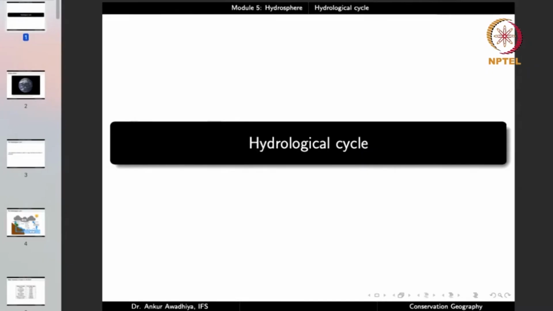Namaste. We carry forward our discussion on the hydrosphere, and in this lecture we shall have a look at the hydrological cycle or the water cycle.